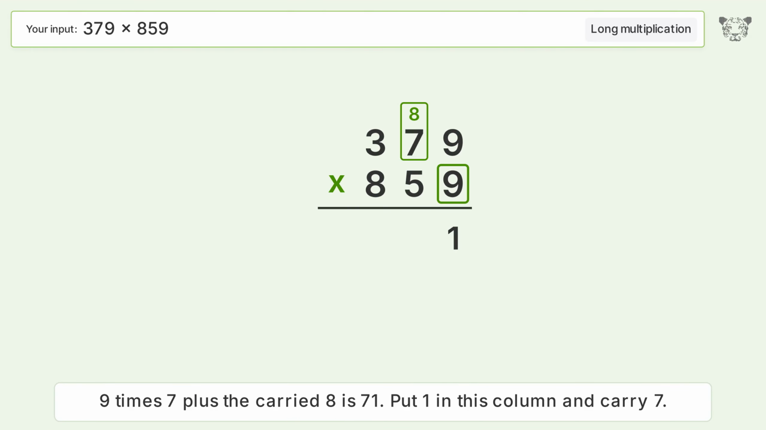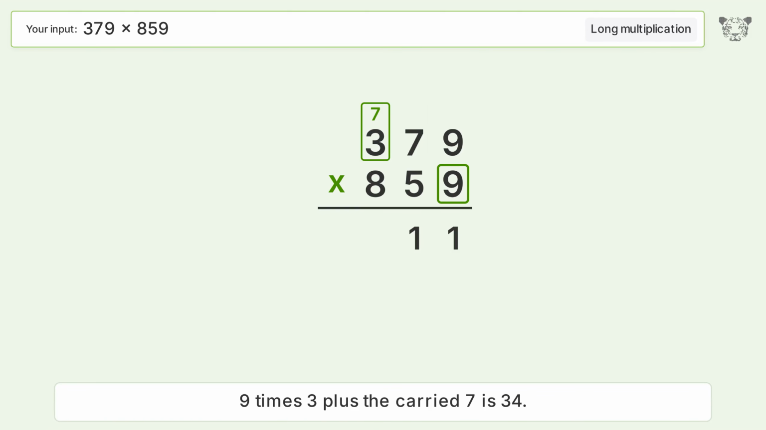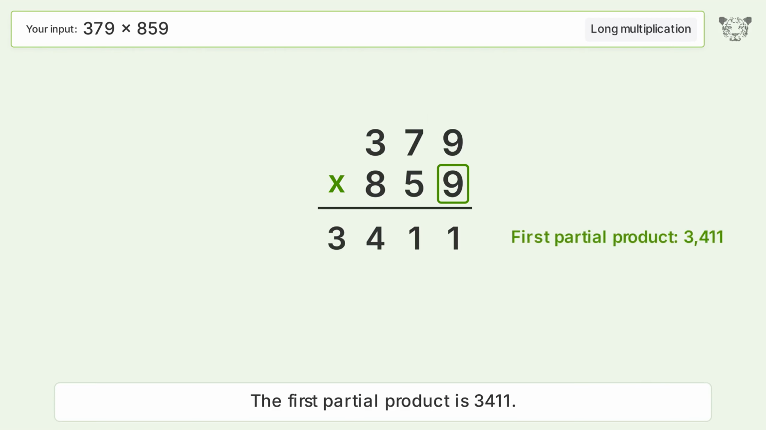9 times 7 plus the carried 8 is 71. Put 1 in this column and carry 7. 9 times 3 plus the carried 7 is 34. The first partial product is 3,411.